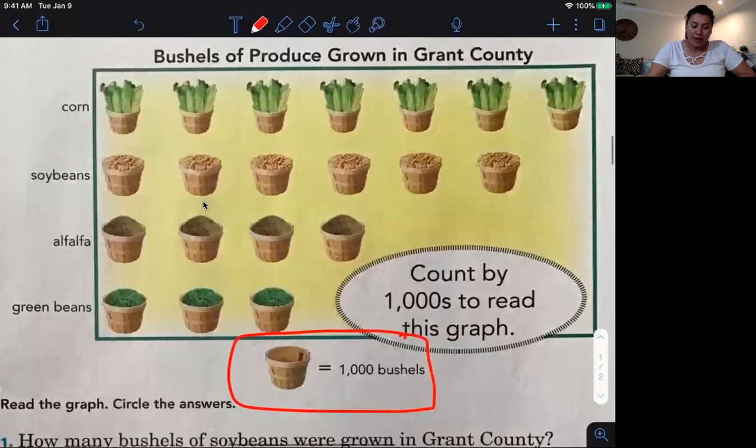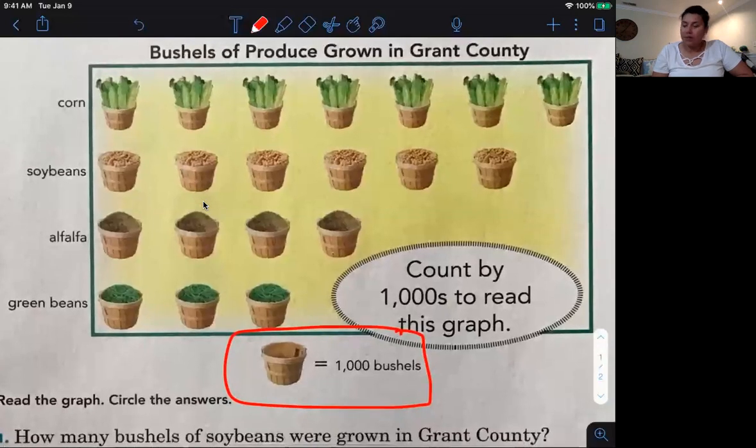So let's jump right in, okay? First of all, let's count all of them together, so we can get a good idea of what this is talking about. So bushels of produce grown in Grant County. This is how much is grown in this county here. Let's count the corn together by 1,000s. Are you ready? 1,000, 2,000, 3,000, 4,000, 5,000, 6,000, 7,000.